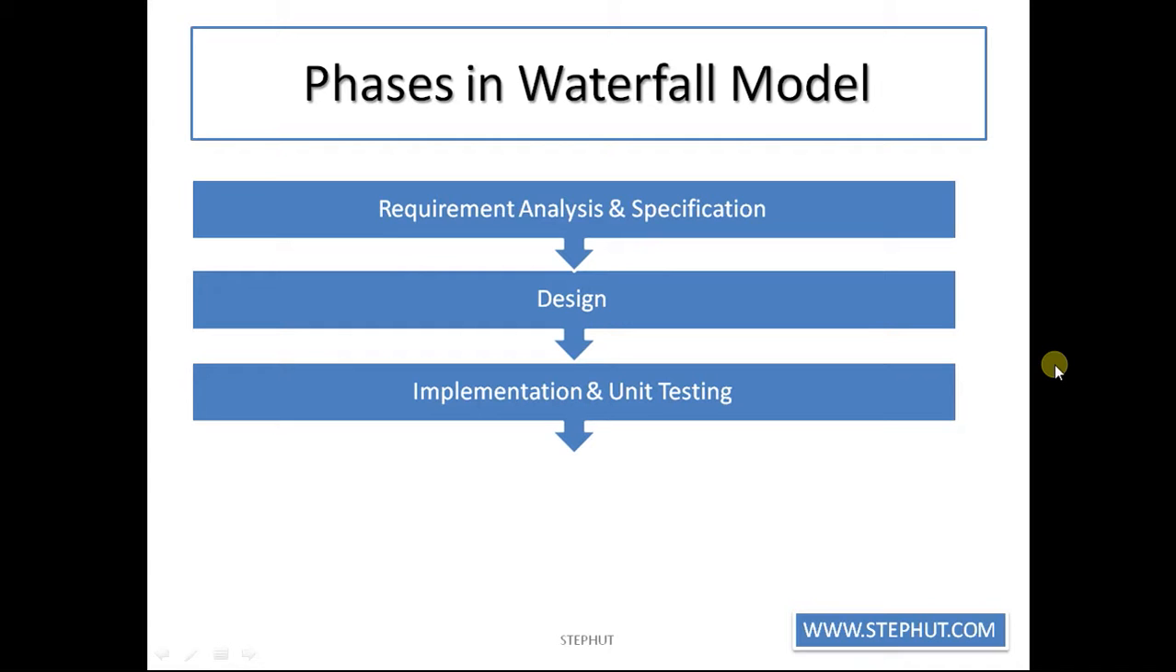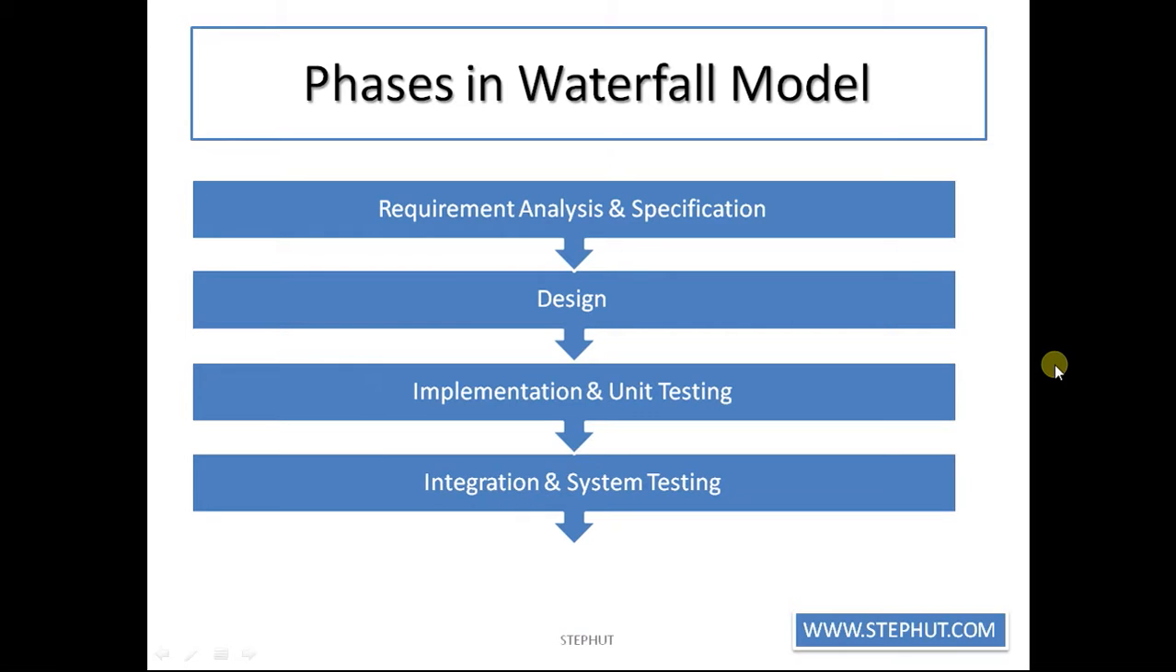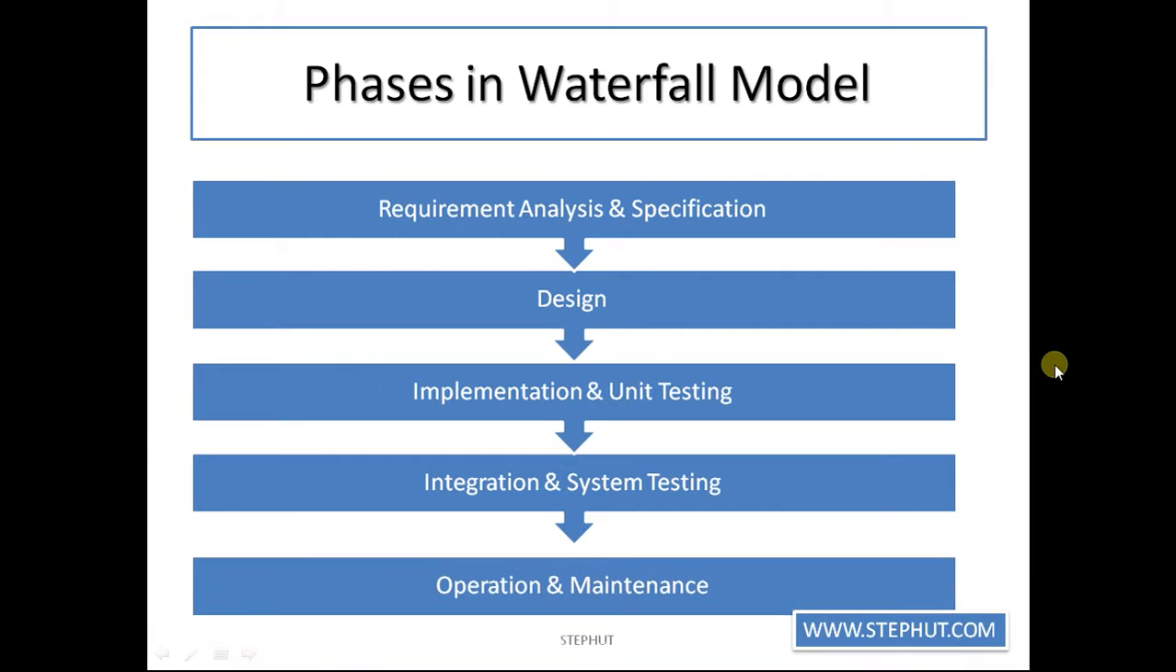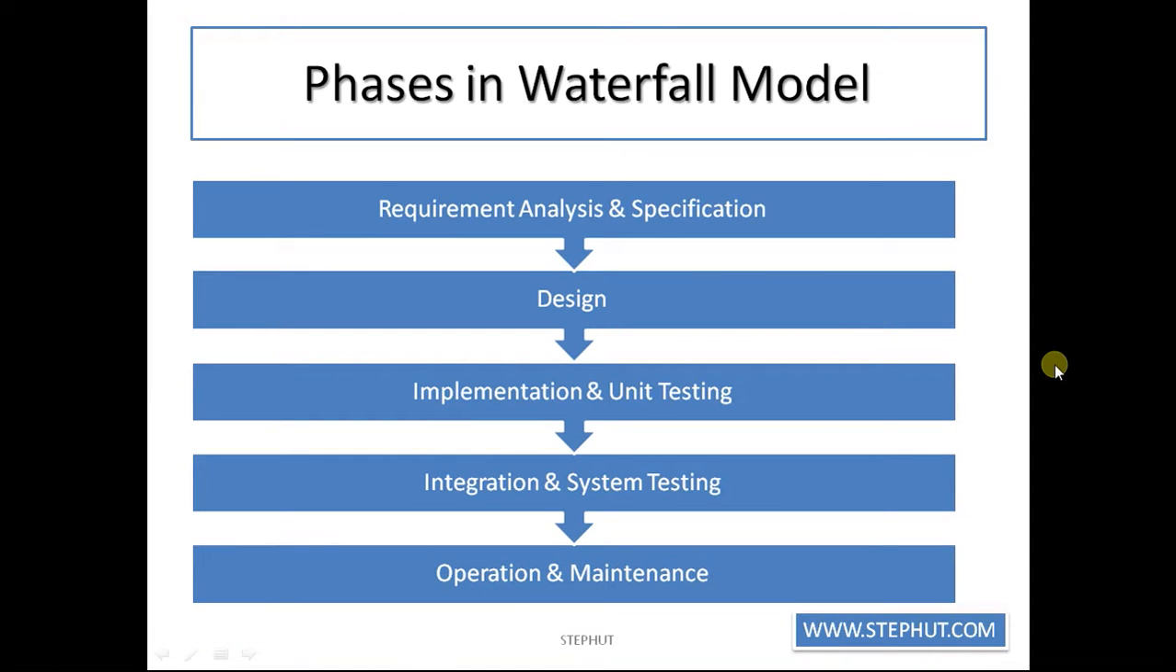Then implementation and unit testing. In this phase we implement and test all the subunits which we have developed in the designing phase, and then comes integration and system testing. In this phase we integrate all the subunits together, and then system testing is performed. And after that, operation and maintenance. After the product has been created, the operation of that product and its maintenance happen in this phase only.